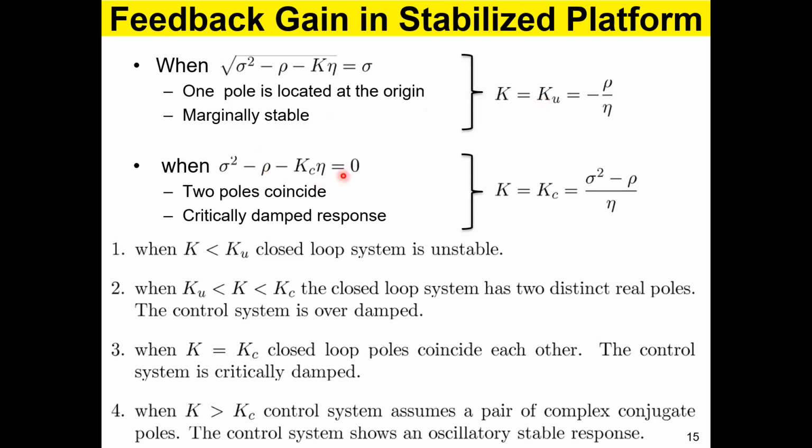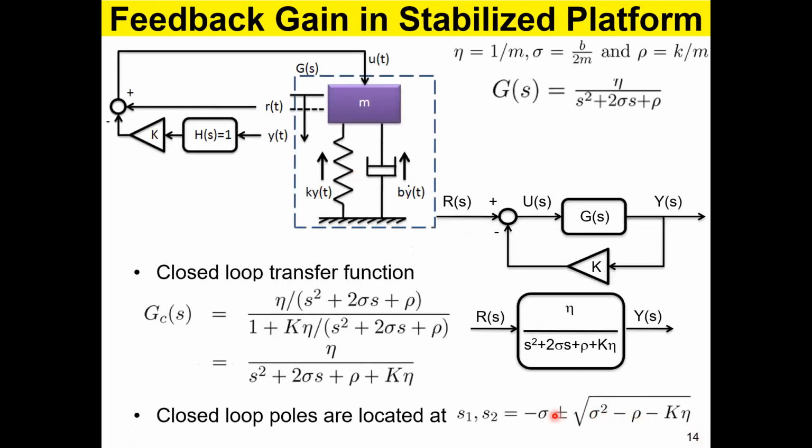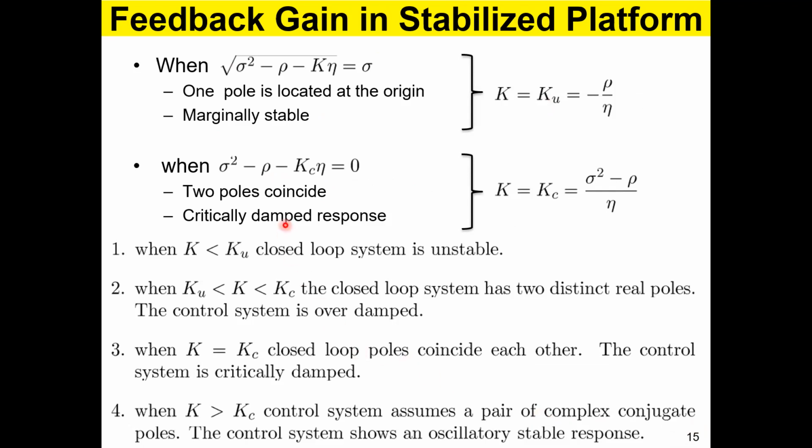And when the determinant is 0, then you know this part is 0. So the two poles are on top of each other. We call it critically damped condition, critically damped response. So what value of K would do that? You can calculate that using this equation. So Kc is equal to this one, sigma square minus rho over eta. You just need to set the gain to this value if you want to have a critically damped system.